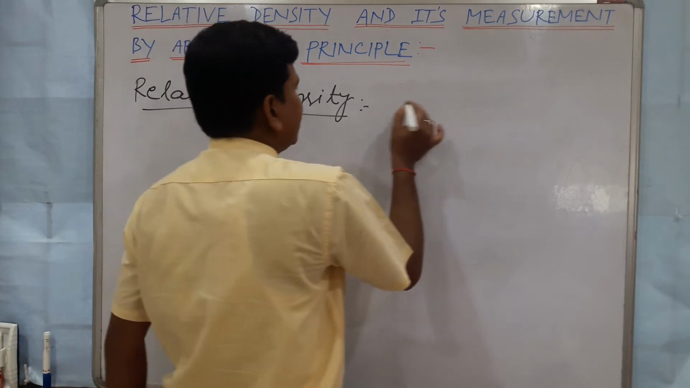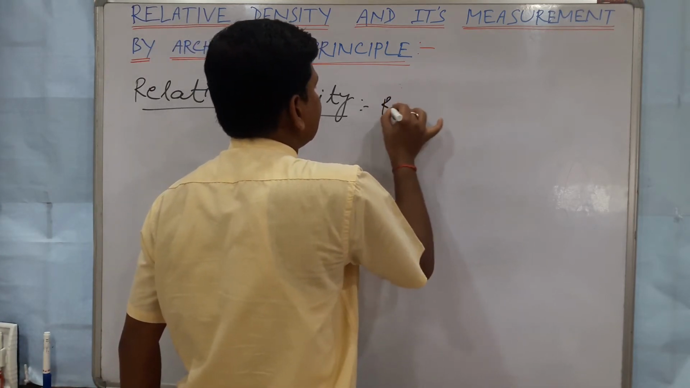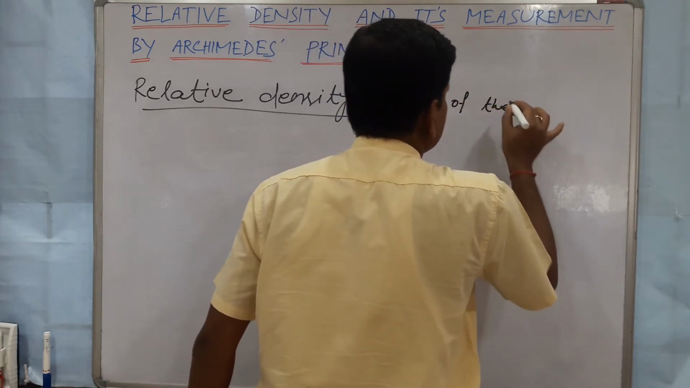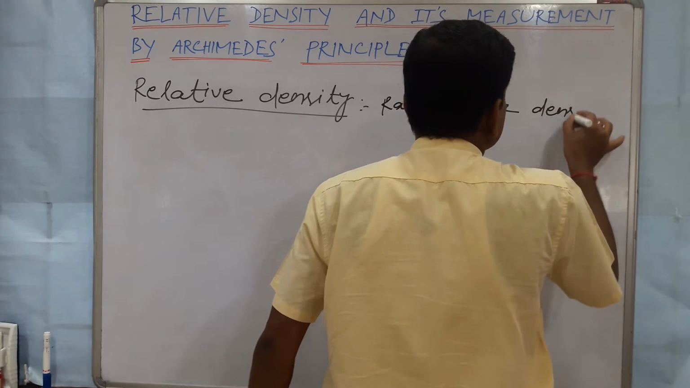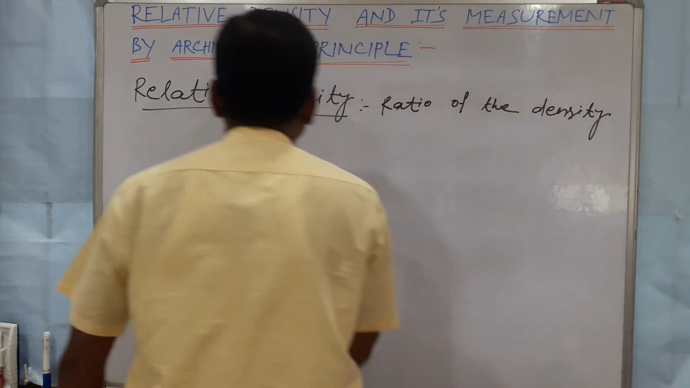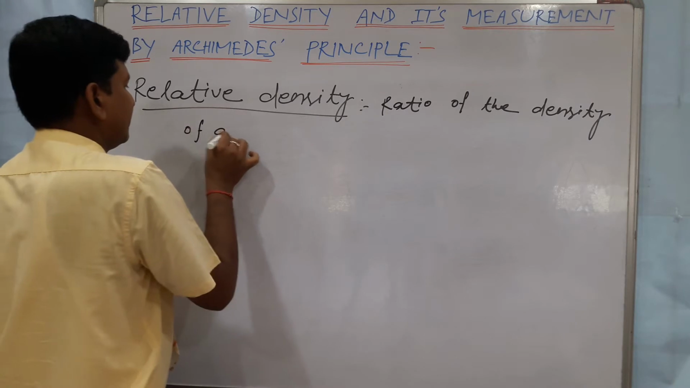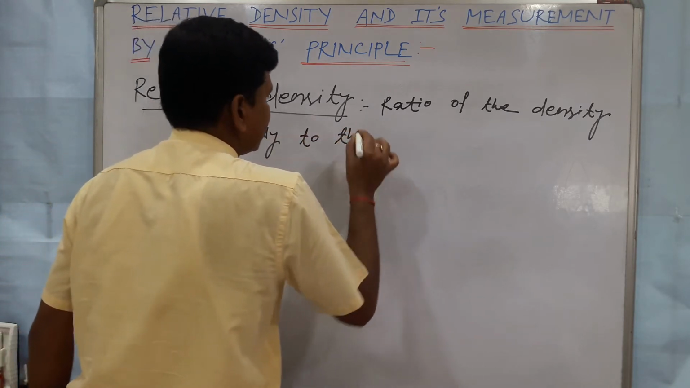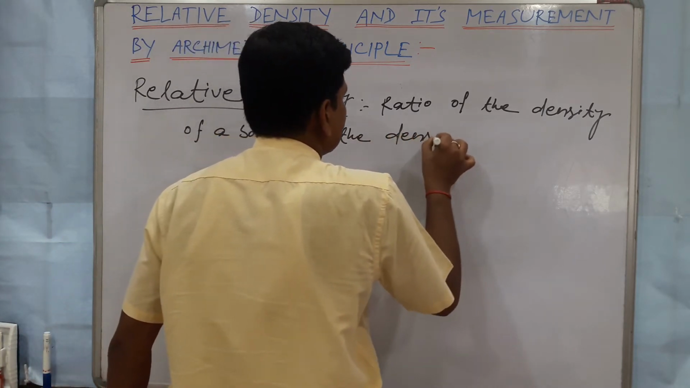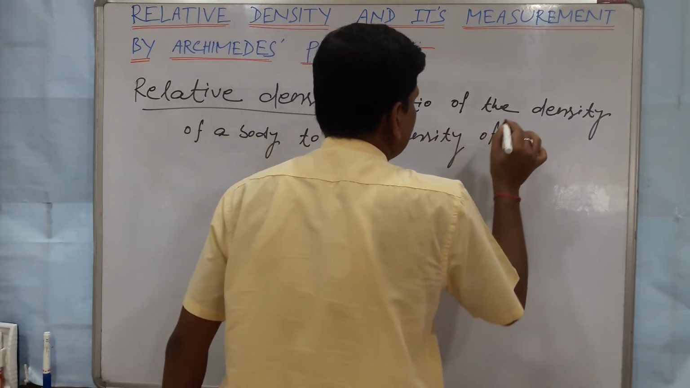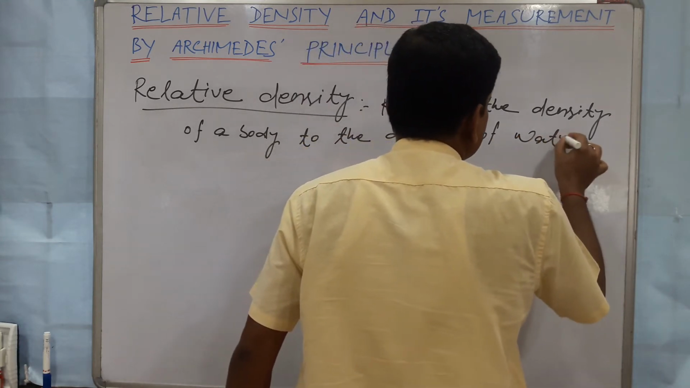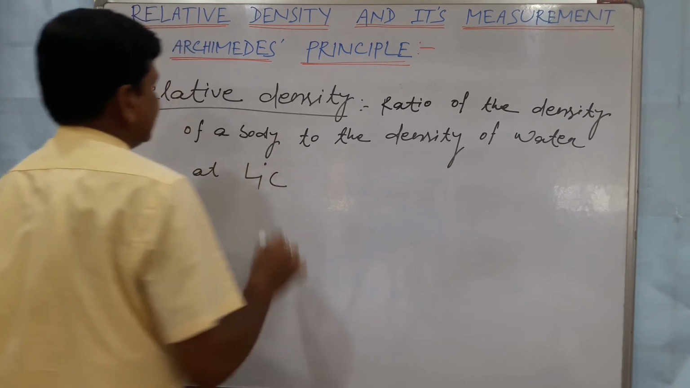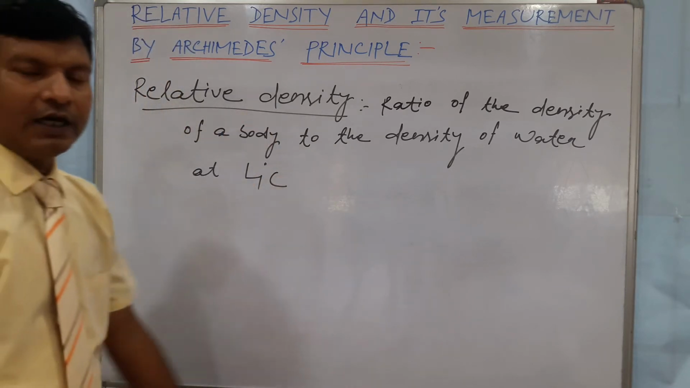So this is the definition of the relative density. Let me write it down here. It is the ratio of the density of a body to the density of water at 4 degrees Celsius. So this is the definition of the relative density.